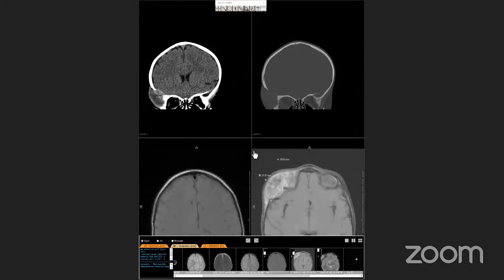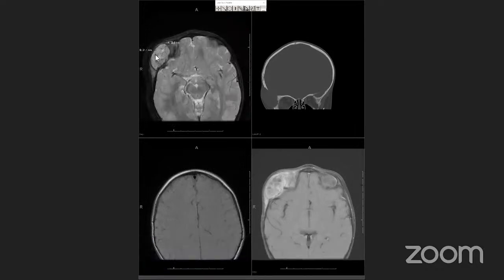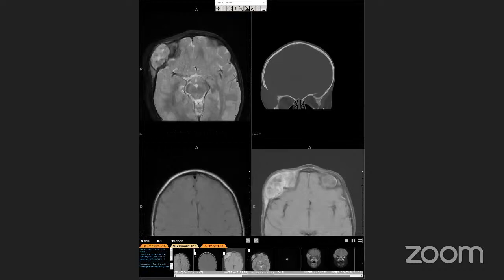Now let me show you a couple of the pertinent images. Get that coronal.